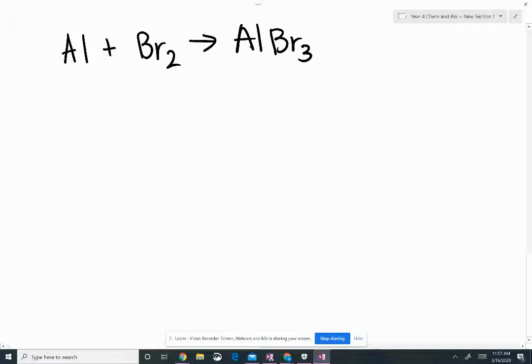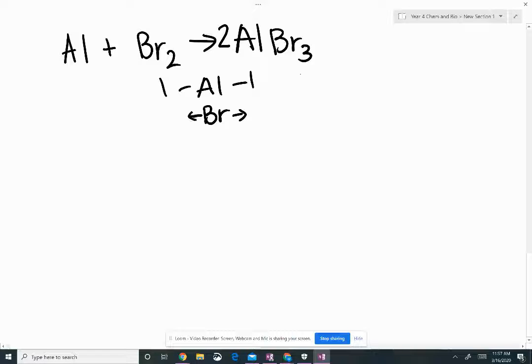AlBr3, right? So we're going to look at this. You will see that I have 2 Brs here and 3. I have 1 Al and 1 Al. So the big thing I've got to balance is my bromines. So I'm going to try to even this out by adding more Br3s. So I'm going to have my bromines here.